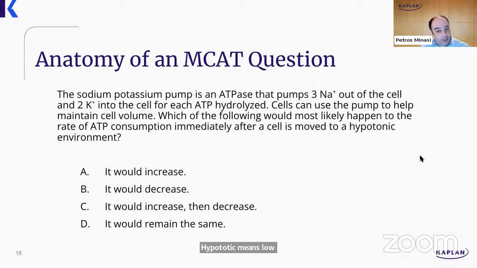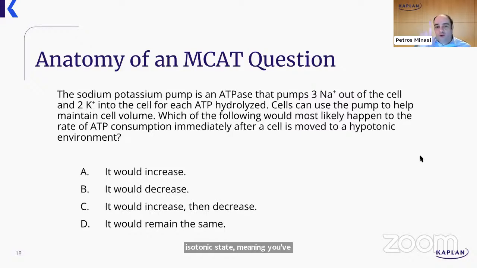So if you've got a low solute concentration, you put the cell into a low solute concentration environment, there's a higher concentration of water on the outside. So the water is going to want to go in, the cell is going to want to swell up. Since you are blessed with having the sodium potassium pump, it's pumping 3 sodium out of the cell, 2 potassium into the cell. So there's a net movement of 1 ion out. It will keep pumping until you get to an isotonic state, meaning you've evened things out.